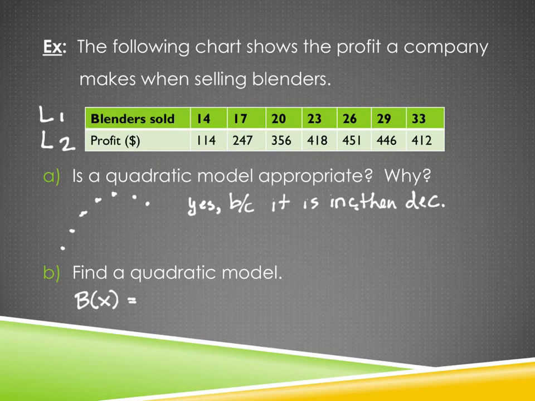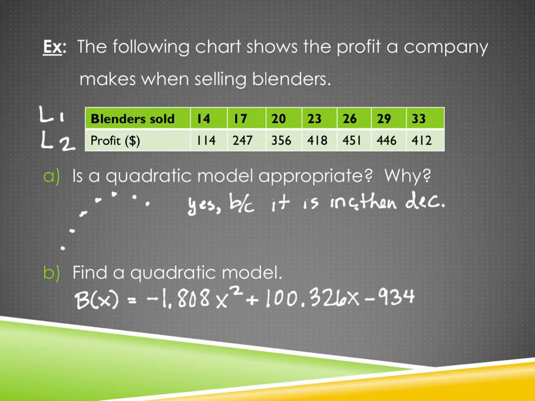With 3 decimal places, I have negative 1.808 x squared plus 100.326 x minus 934.223. Name equation. I am not done. Right? Name equation, I'm not done.